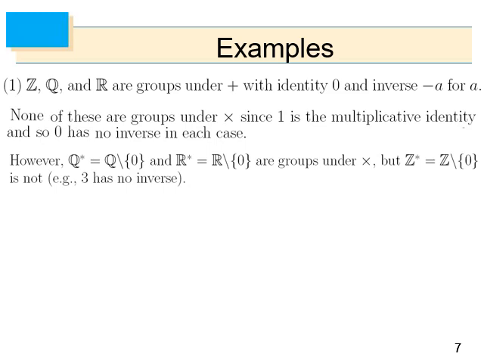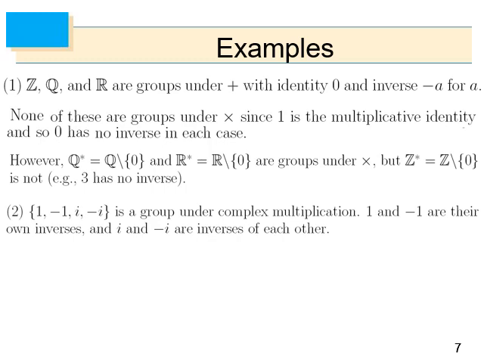However, Q star, which is Q without the 0, and R star, the real numbers without the 0, are groups under the product. But Z star, the set of all integers without 0, is not a group because not every element has an inverse. The integer 3 has no inverse.